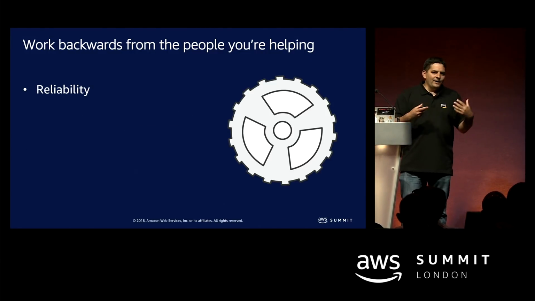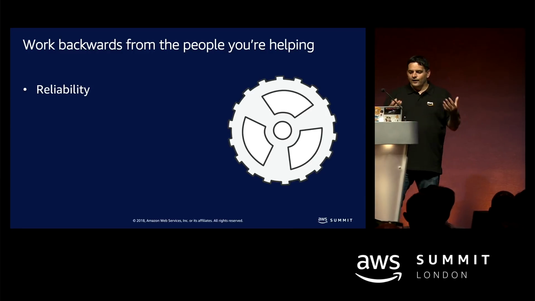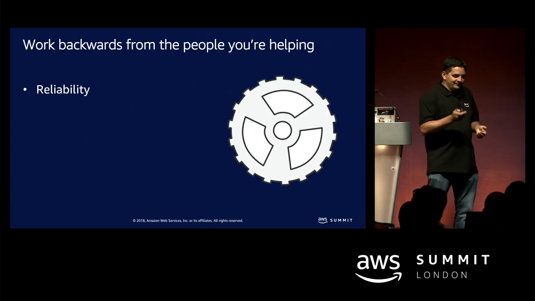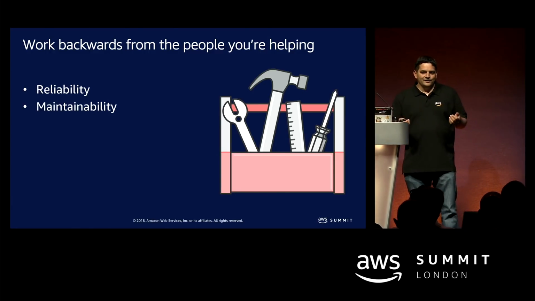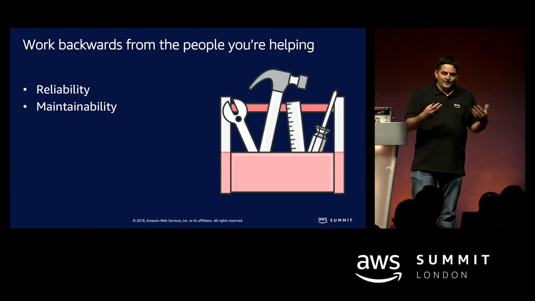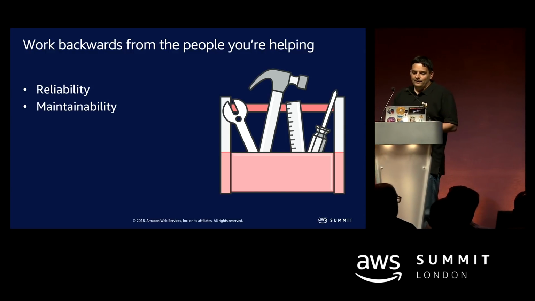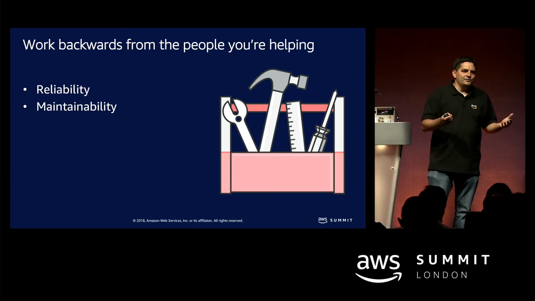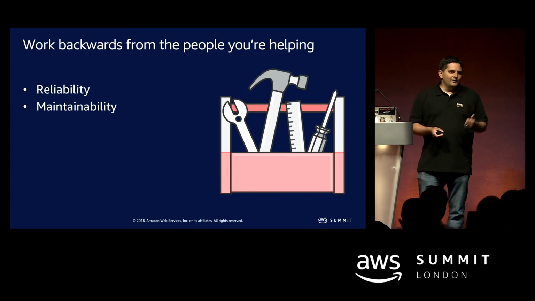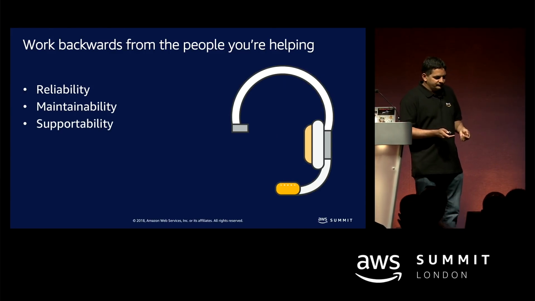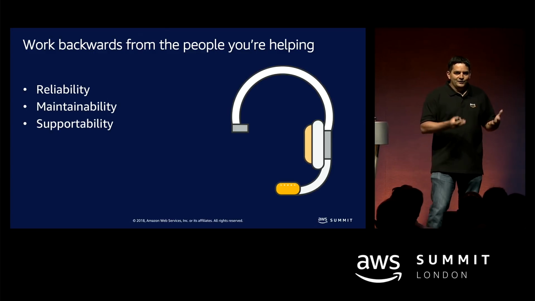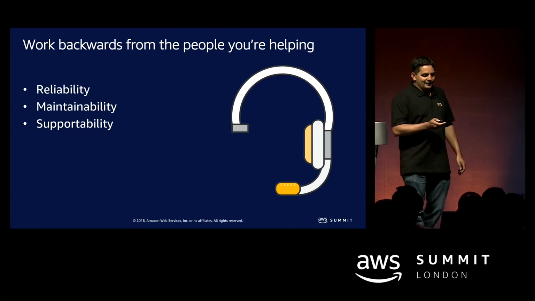When you're working backwards from the people you're trying to help, reliability is critical. People want reliable products at the end of the day. Maintainability: to provide a good product, you have to be able to maintain it. You have to be able to meet the demands of changing requirements. Could be changing business requirements, legal requirements, compliance requirements. The product has to be supportable. If you can't support the product, you can't maintain it, and you'll end up with a useless product.